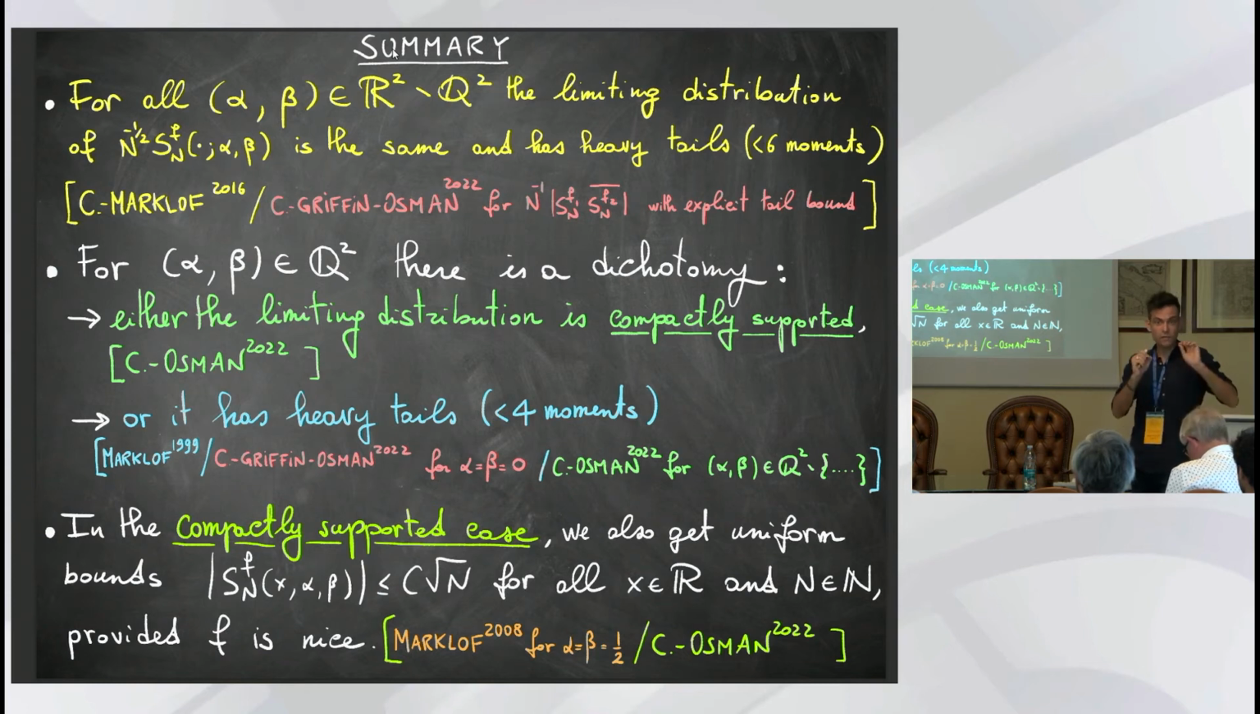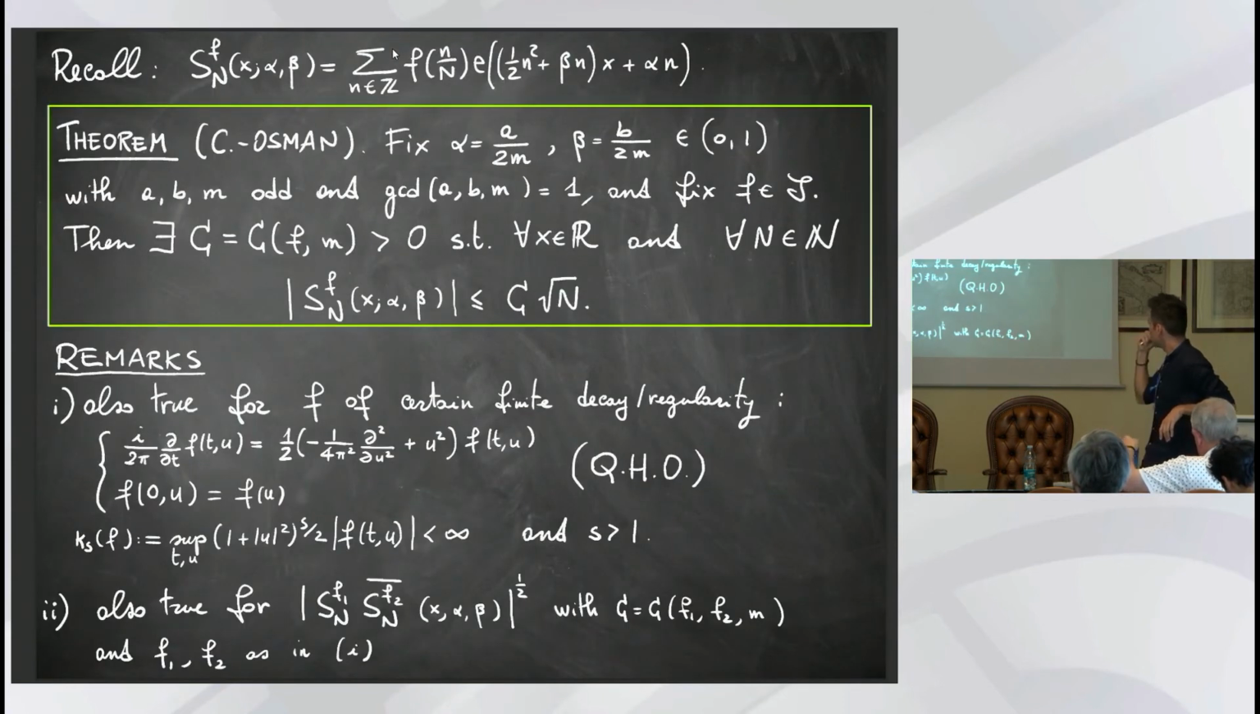So the rational case is very delicate in a sense. It's less universal. That's why we left it for later investigation. And now somehow this completes some of the understanding of this quantity. So here I recall for you what the definition of this sum is, and I give you our theorem.